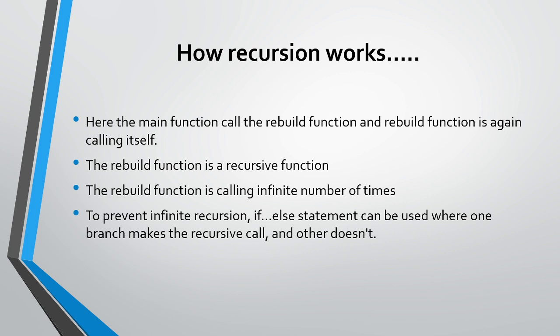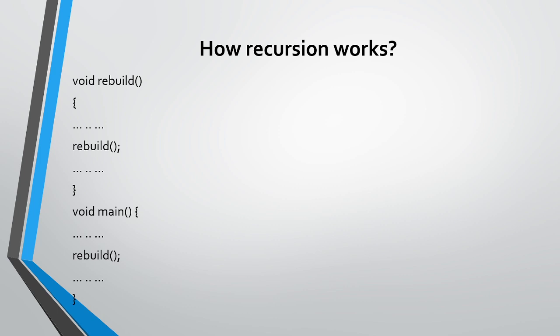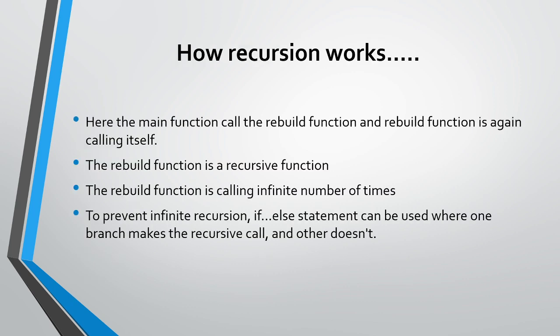If we examine the rebuild function, we can see that it is calling itself an infinite number of times. It is not breaking; it keeps calling again and again. So this rebuild function is an infinite calling function. But in a real case, we will avoid this infinite calling by a recursive function by using if-else statements. To prevent infinite recursion, an if-else statement can be used where one branch makes the recursive call and the other does not. So we will use conditions to decide whether we want to call the recursive function again or not.